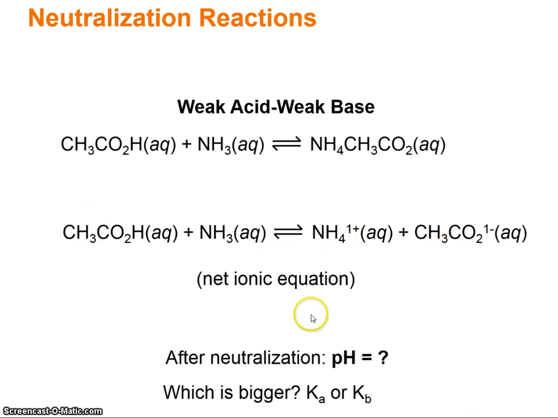Which one is it going to be? Is it going to be acidic? Is it going to be neutral? Well, that's going to depend on whether the Ka for the acidic part is bigger than the Kb for the basic part. Right? If the acetate base part has a bigger Kb than the Ka for the ammonium, then it's going to be basic. Right? So you're going to check the Ka versus Kb.